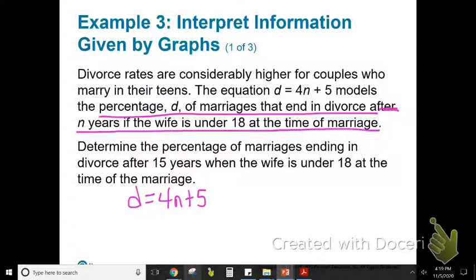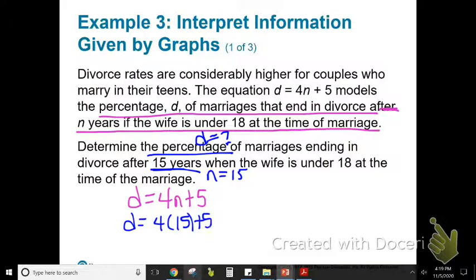So then we get to our problem here. It says determine the percentage. So that means we're looking for D. Marriages ending in divorce after 15 years when the wife is under 18 at the time of marriage. So this is telling us that n is equal to 15. So we're going to plug that in. 4 times 15 is 60, plus 5 is 65.